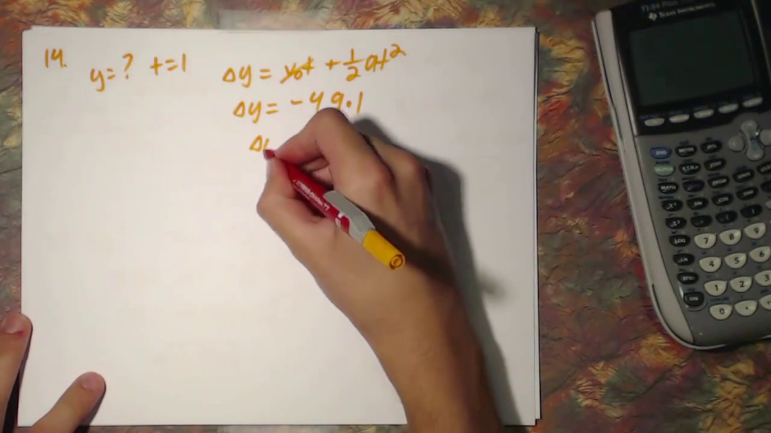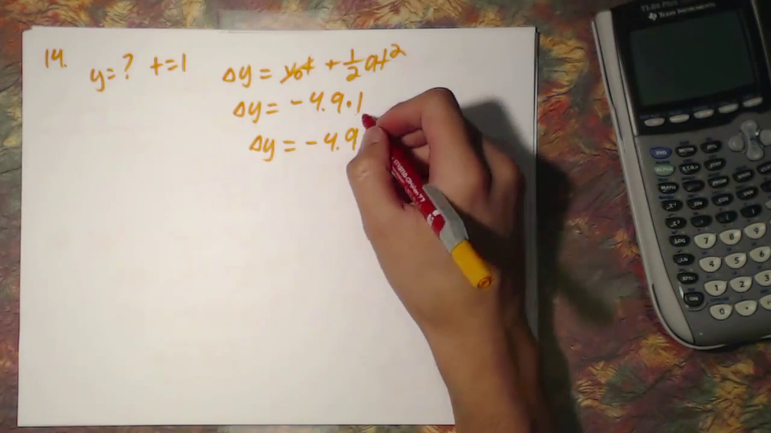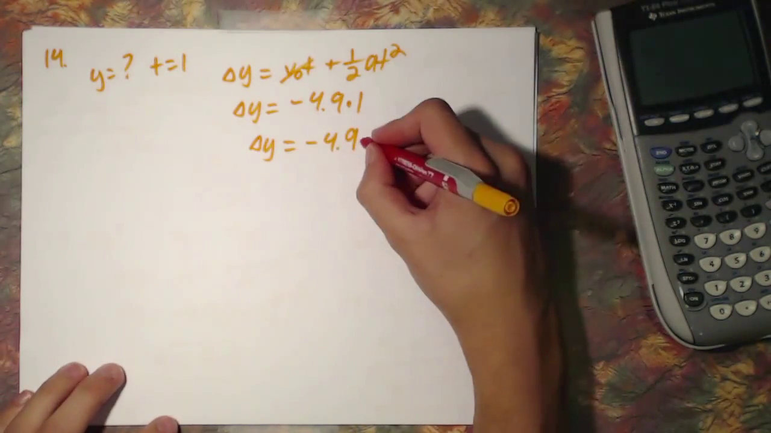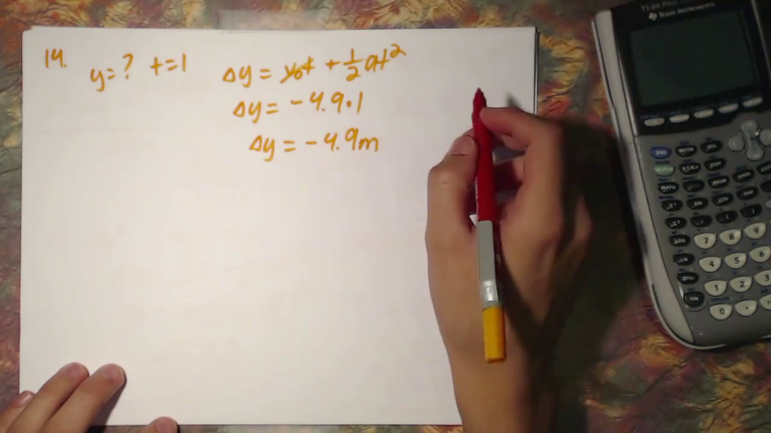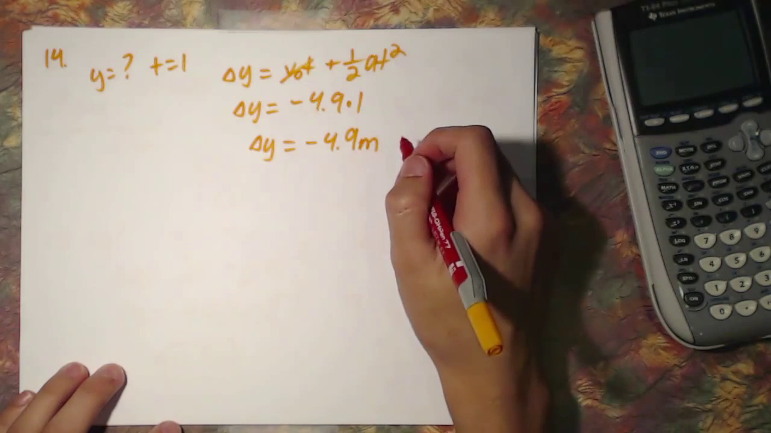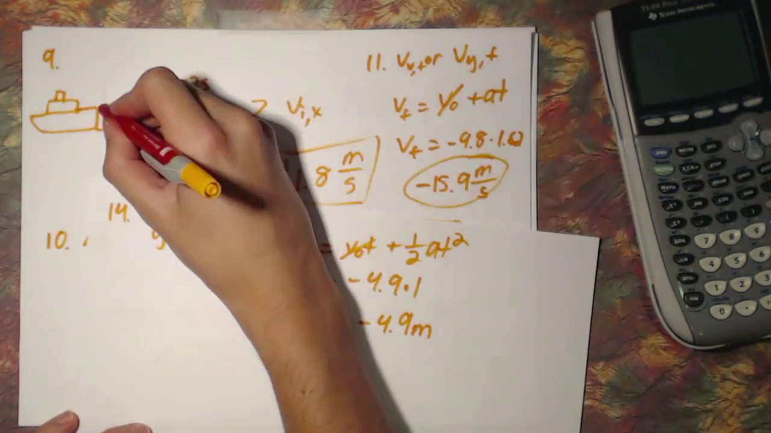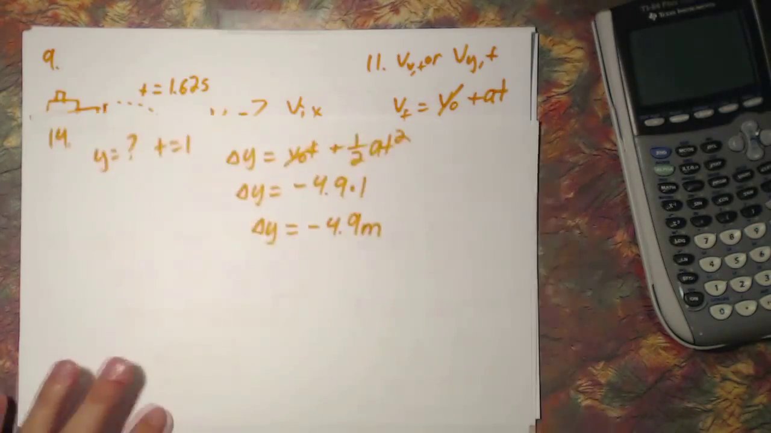So our delta y is just negative 4.9. And yes, this should be meters. I said seconds, it should be meters, negative 4.9 meters. And this should be negative because it's asking for the position, and since it fell off the boat, the position is going to be negative because it went from higher to lower.